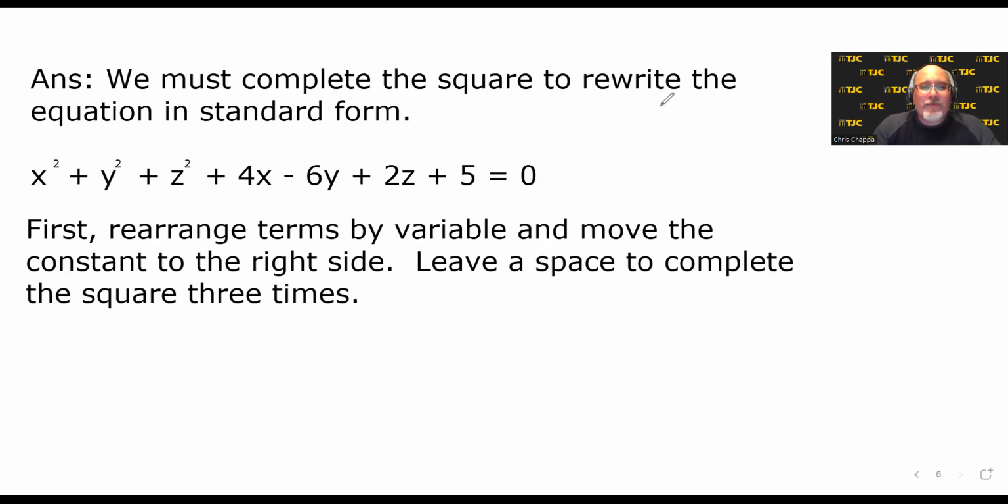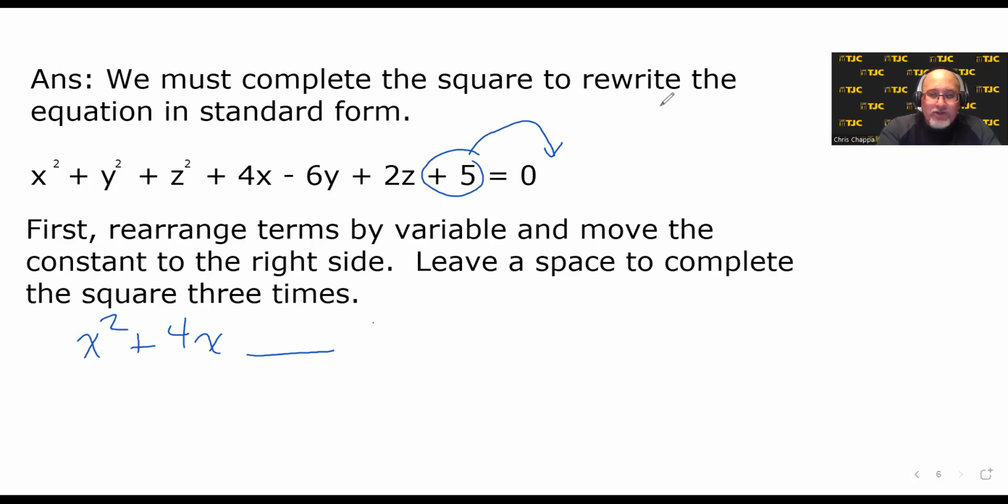So how do we do that? Well, the first thing we do is we rearrange the terms in the equation by variable, and we move the constant term to the right side. The constant term is the term that doesn't have a variable. In this case, the constant term is plus 5, so we're going to subtract it over to the other side. And while we're doing that, we're going to rearrange these pieces. X squared plus 4x. And I'm going to leave a space here because what I want to try to do is to create a perfect square trinomial.